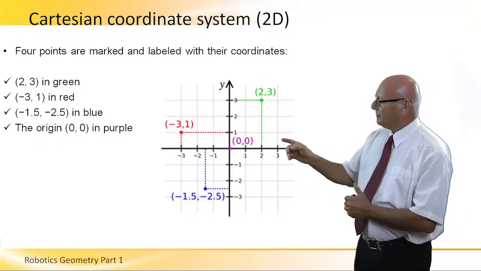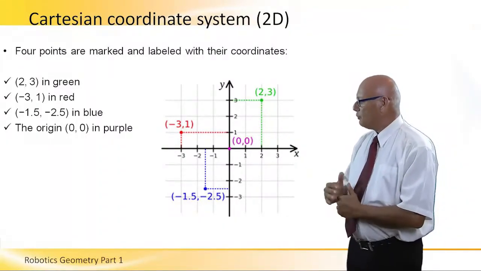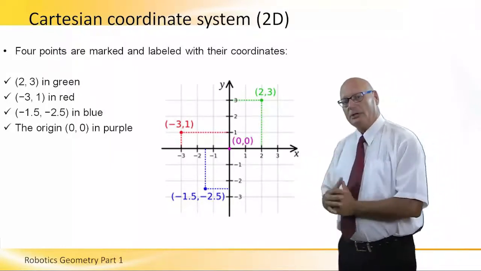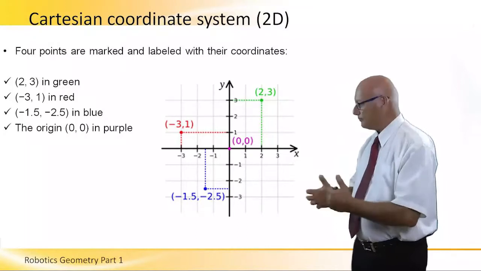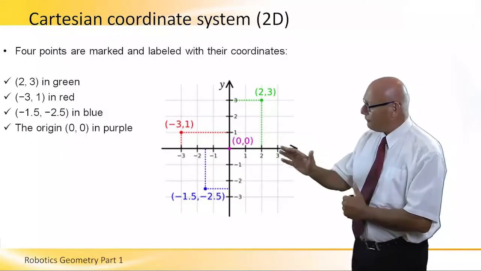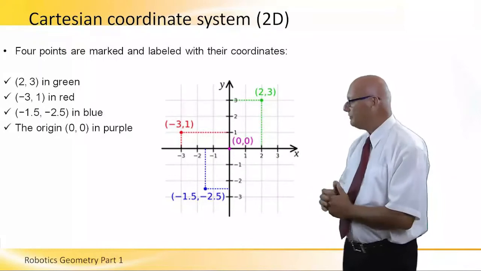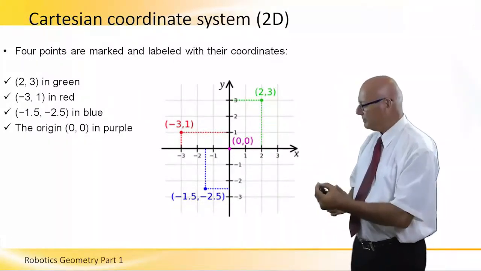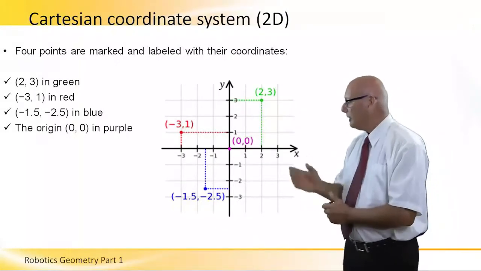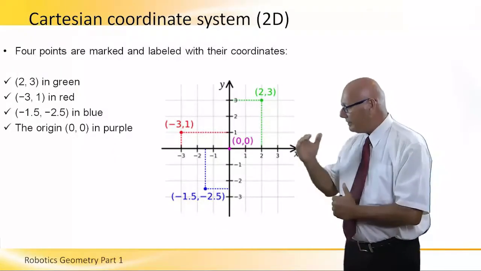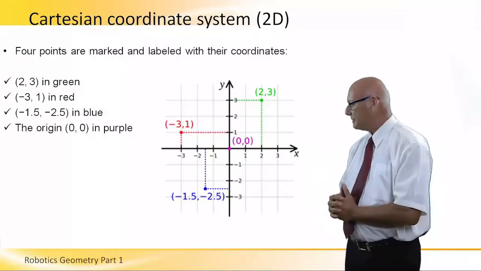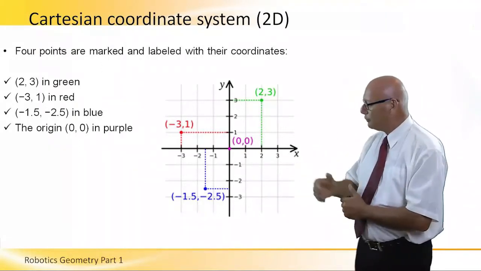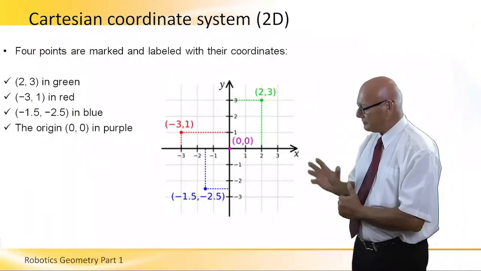And we can see here that the point in green is where y equals 3 and x equals 2, on a positive quarter of the picture. The negative x and the positive y has a red point in there, -3 and 1. -3 is the x on the negative side of it, and 1 is positive in the upper side of the y-axis. Same idea with the -1.5 and the -2.5. It's the blue dot in this particular plane.